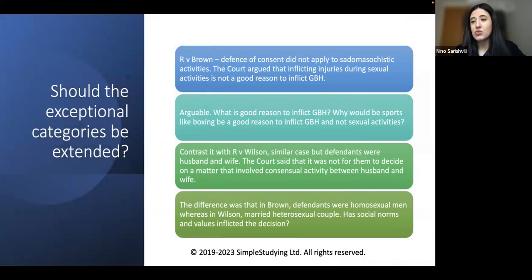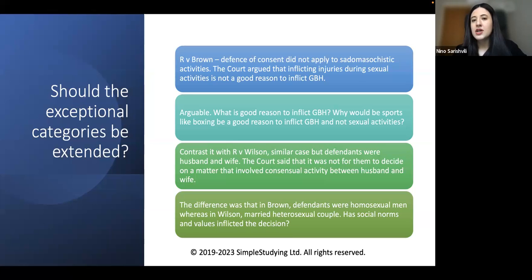In an essay question where you're required to provide critical analysis, I suggest that you provide arguments whether or not these recognized categories are justified in today's society. The controversy comes in with cases such as R v Brown and R v Wilson, and there is a lot of academic commentary in this area of law arguing that we need a reform, or we need to at least extend the exceptional categories that I just listed.